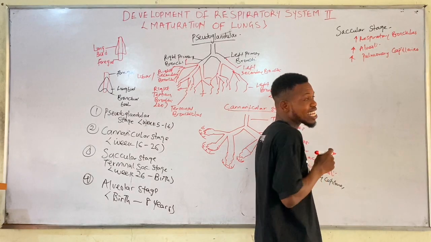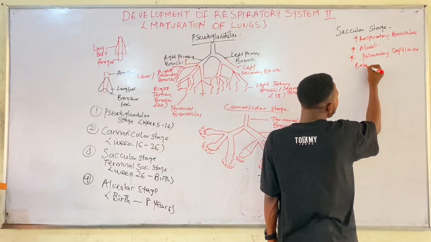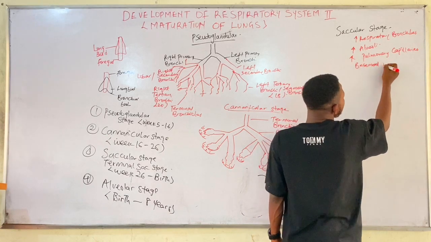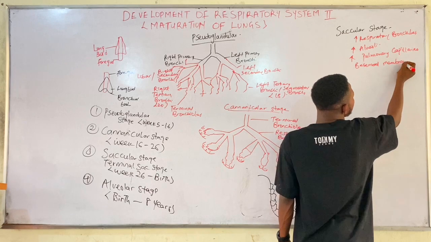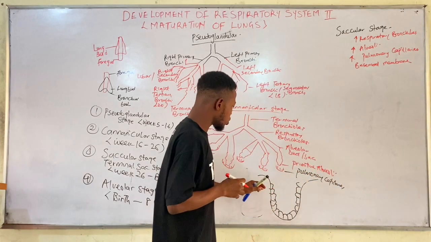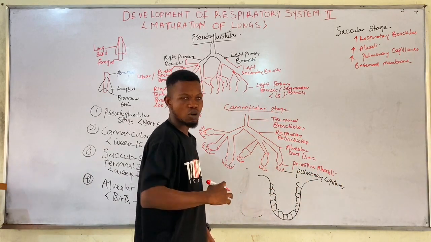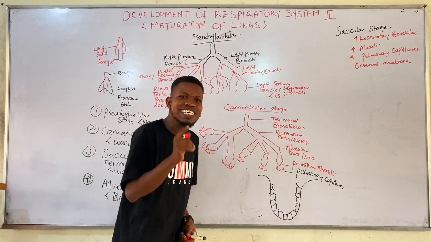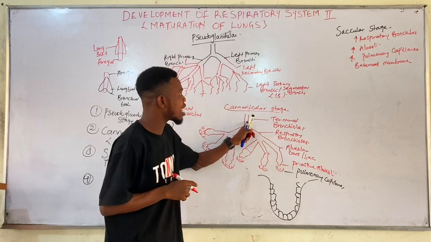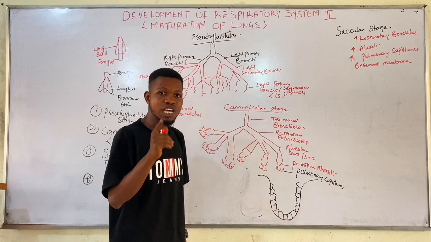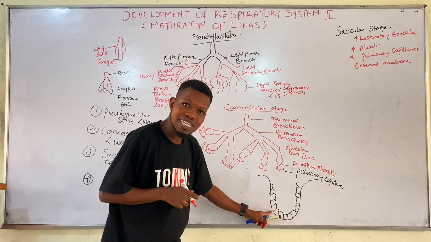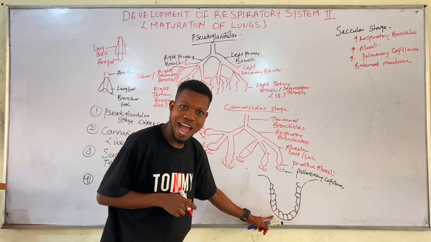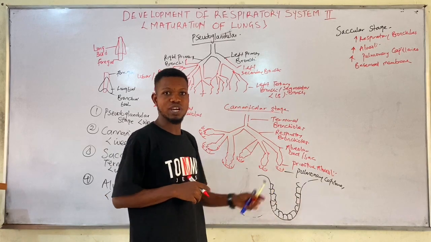And at this stage, there is formation of the basement membrane. You get? That is what the alveoli will rest on. That's what is called the basement membrane. Now there is a significant difference between the canalicular stage and the saccular stage. What is that difference? If you don't forget, at the canalicular stage, the primitive alveoli are immature. Why? Because they are made up of cuboidal cells.